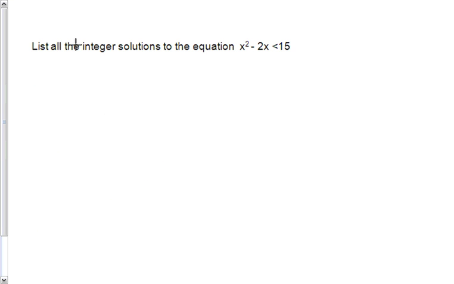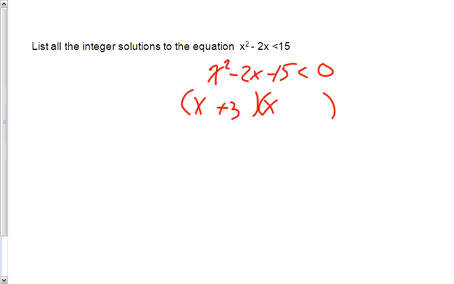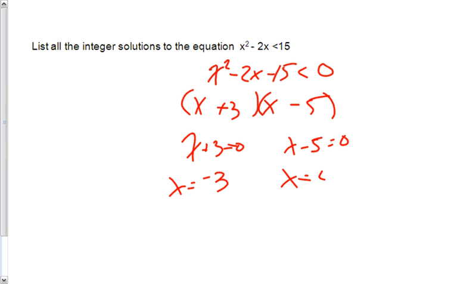List all the integer solutions. All right? So we actually have to solve it and see where our range is and then list the integers. Okay? First step is to subtract 15. It's less than 0. Factor: x plus 3, x minus 5. Okay, I'm getting better at this. X plus 3 equals 0, x minus 5 equals 0, x equals minus 3, x equals 5.